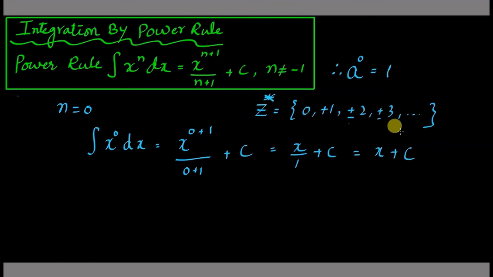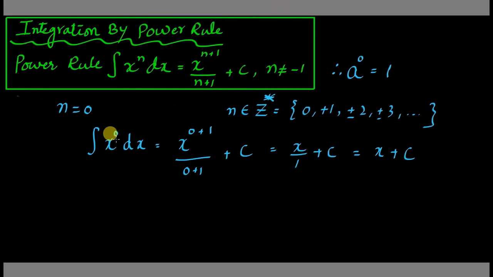So this is not a set of integers, but in our reference we are just assuming that for the power rule the exponent n will be from this set. n belongs to this set: 0, +1, -1 is missing, +2, -2, +3, -3. You can choose any value from this set.